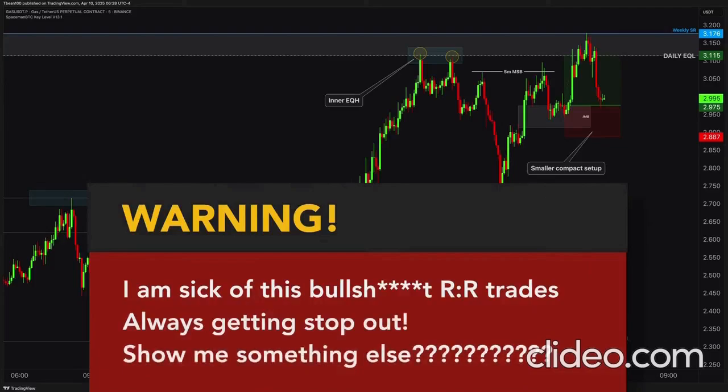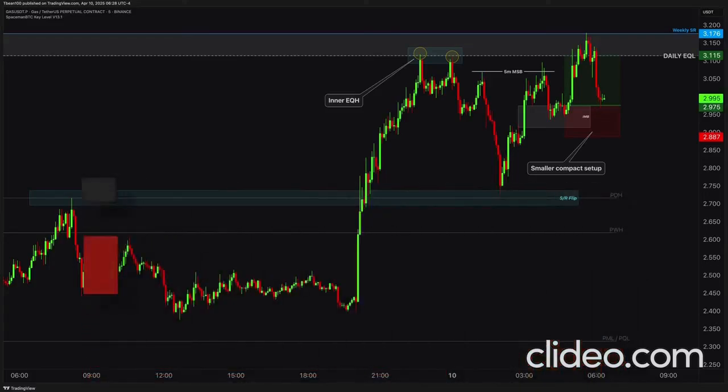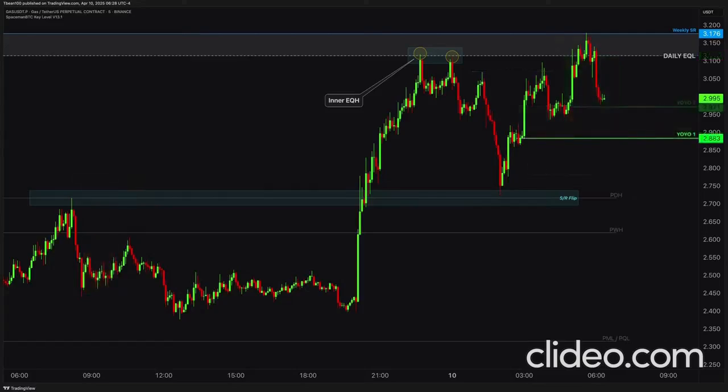But I hear you out. You are sick of these risk-reward based trades and you're always getting stopped out. Is there an alternative way of trading? Unfortunately, the only option left is cost average based techniques like yo-yo.